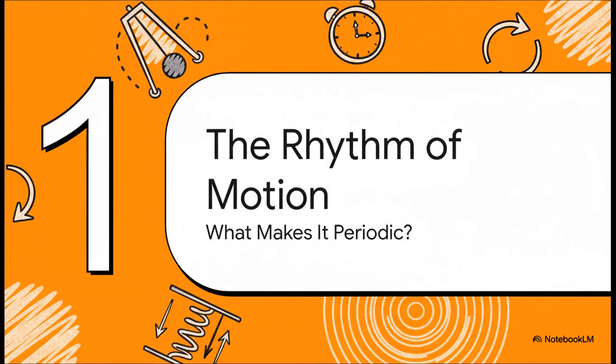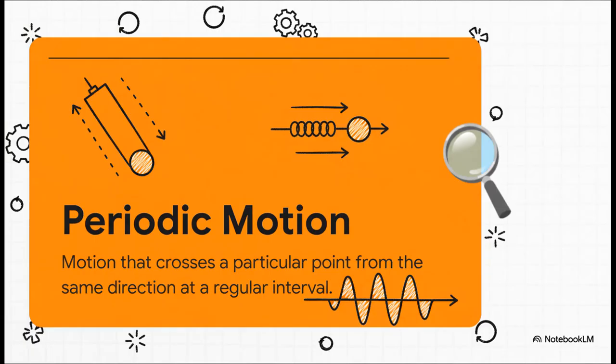Okay, so before we dive into the deep end, let's start with the most basic idea of all. What do we even mean when we say a motion is periodic? Just think about the pendulum on a grandfather clock. It swings back and forth, crossing that bottom point, moving in the same direction with this perfect, steady timing, over and over again. That's it. That right there is the essence of periodic motion. It's the predictable, steady heartbeat of any oscillation.